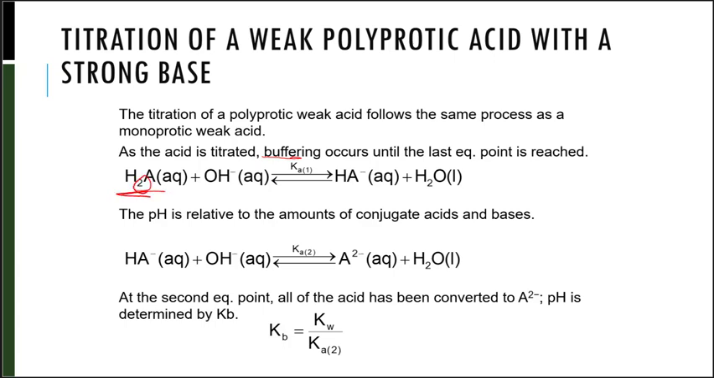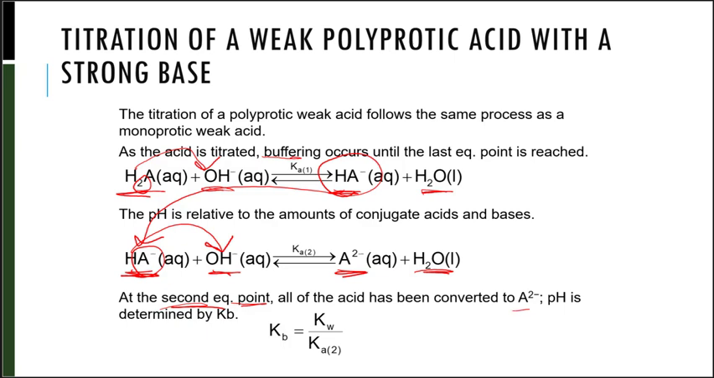So I start with 2 hydrogens, and it's reacting with that strong base. 1 H will be donated, leaving me with H2O, and leaving me with 1 less H, so that's my conjugate base here. Then that is now my starting point here, HA, so this is my acid reacting with the base. That H will donate to the OH, leaving me with water and leaving me with my conjugate base of A2 minus. At the second equivalence point, all of the acid has been converted to that conjugate base, A2 minus, and then the pH can be determined by Kb.